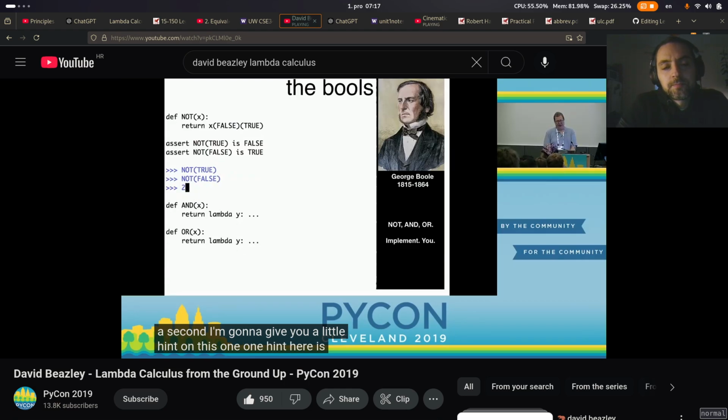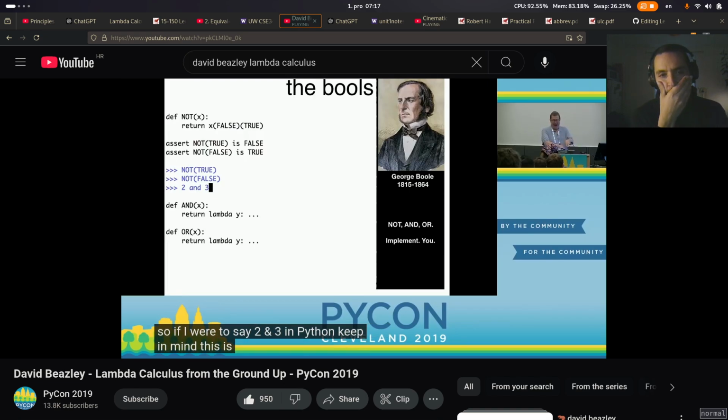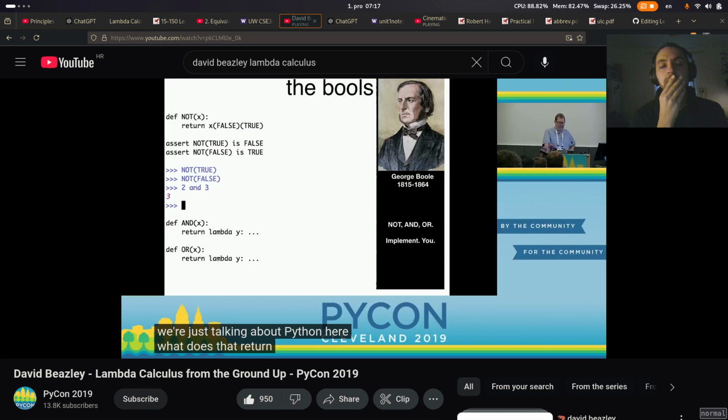One hint here is to understand how Python does ANDs and ORs. So if I were to say 2 and 3 in Python, keep in mind this is not allowed in our system because we have no numbers, but we're just talking about Python here. What does that return? So that returns 3. But what about 0 and 3? What does that return?